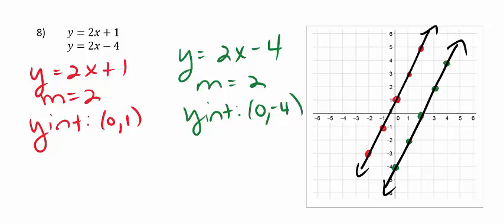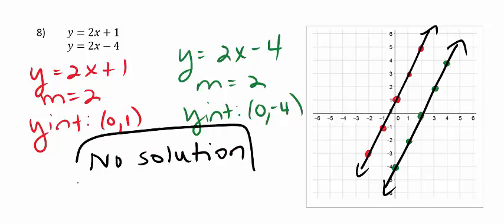I started by plotting the point 0, -4, and then using the slope of 2 to go up 2 to the right 1, up 2 to the right 1 to get the next points. You can see these two lines are parallel, and because they're parallel, they're never going to cross, therefore there's no point that they're going to share. Therefore, this system has no solution. You can tell because the lines are parallel.